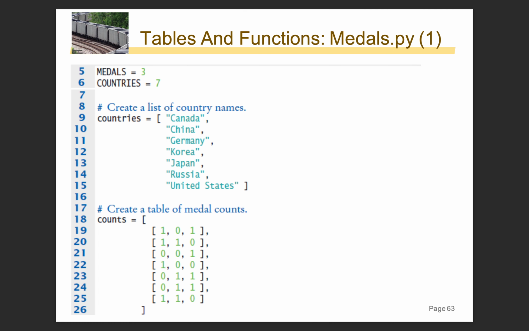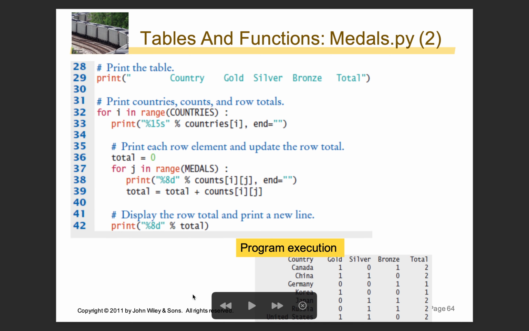Okay, so here is a full Python program for that original medals table. So medals equals 3, there's a gold, a silver, and a bronze. Countries equals 7, there are 7 countries. We're going to create a list of all the country names, so Canada, China, Germany, Korea, Japan, Russia, and the United States. We're going to create a table of the medal counts. So this is our first row, which is 1, 0, 1, and all the way through. Row 1, row 2, row 3, row 4, row 5, row 6, row 7. We're going to print a table. It's going to have an empty space, then country, gold, silver, bronze, and total.